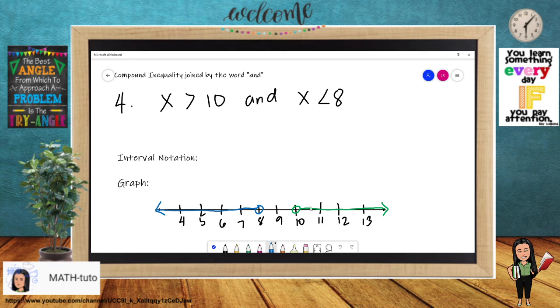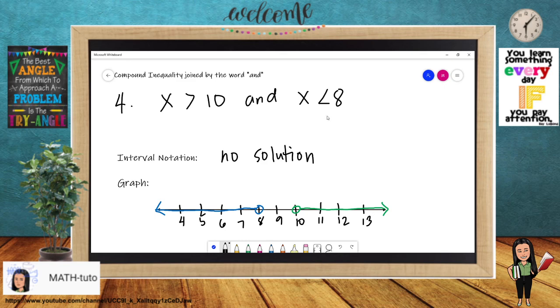Hindi rin siya nag-overlap. Ibig sabihin, this compound inequality is not possible. Which means wala tayong solution. So, no solution ito. No solution. Ang lalagay natin, no solution. Because x cannot be greater than 10 and at the same time, less than 8.